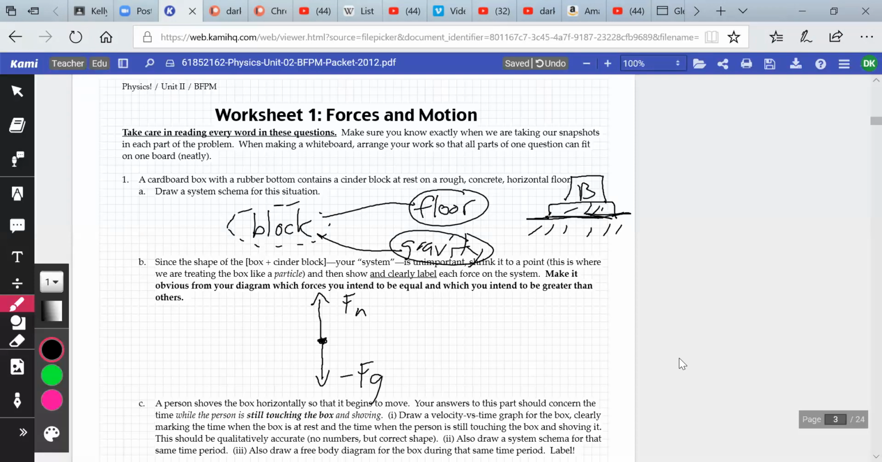And since it's just at rest on the floor, we're not going to put friction in the system, because that force is only going to be active when we're trying to push or pull the object. So right now it's just at rest. The floor is rough, yes, but we're not going to be worried about friction right now until we start to push it. Okay, so any questions on part B?